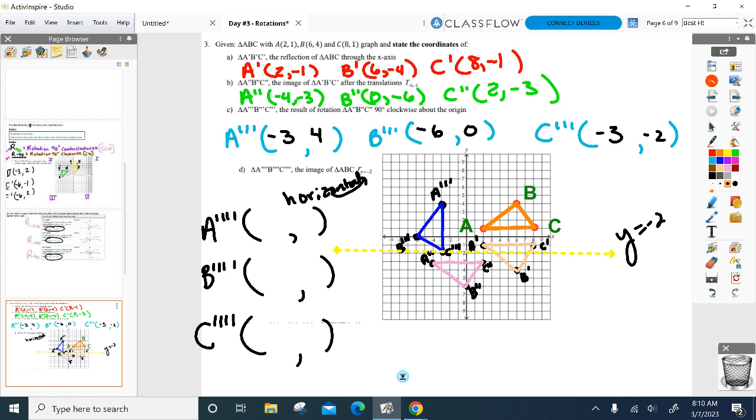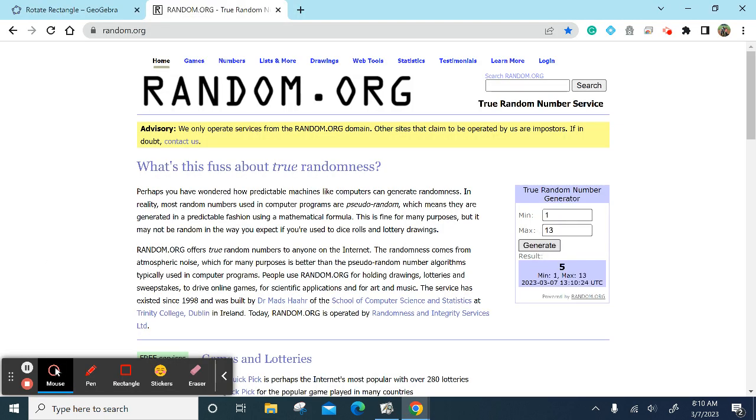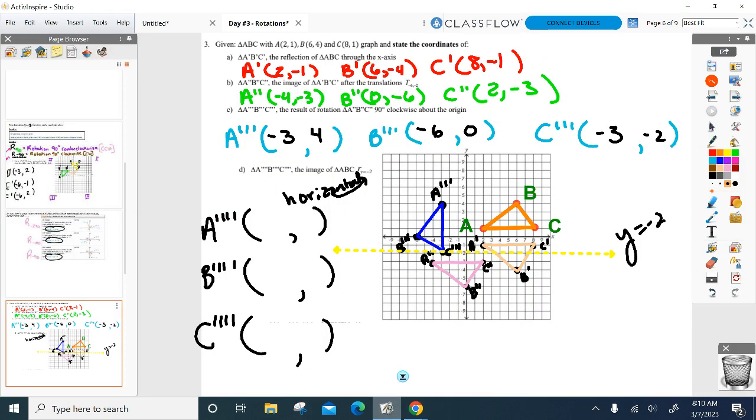Got coordinates for me? 5. Ready for some coordinates? A quadruple prime. A is 2, -5. Good work. How about B quadruple? B is 6, -8. Yeah, and how about C quadruple? C is 8, -5. Good work.